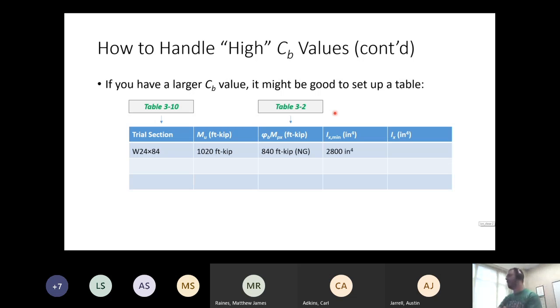When this is all said and done, you're going to look at the moment of inertia. This problem required a moment of inertia of 2800. But right now, who cares? Because the section's no good, so don't even bother looking at the moment of inertia. Okay, and so then we go to the next section.